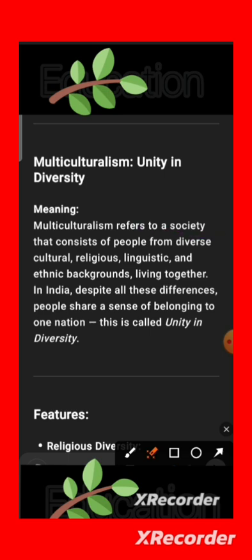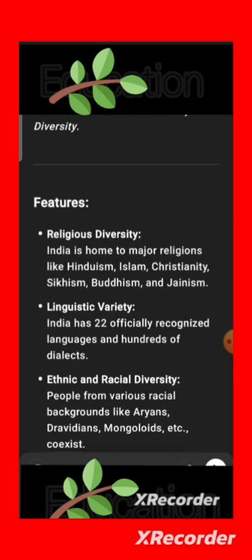Multiculturalism refers to a society that consists of people from diverse cultural, religious, linguistic and ethnic backgrounds living together. In India, despite all these differences, people share a sense of belongingness to one nation. That is called unity in diversity.